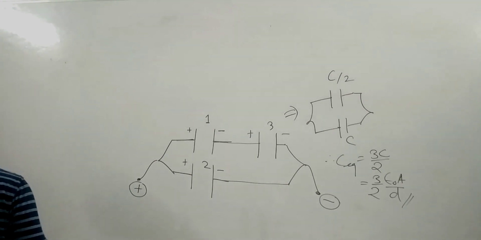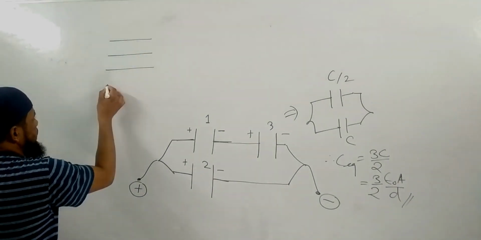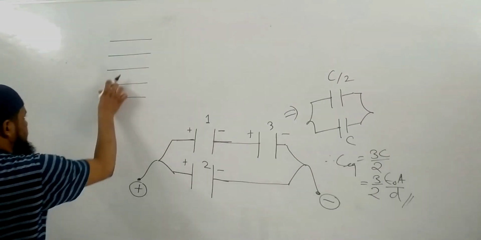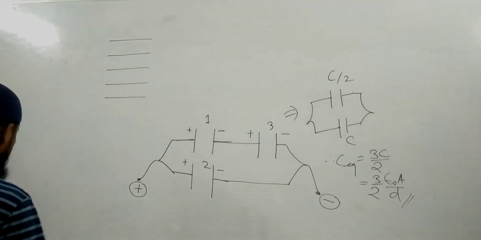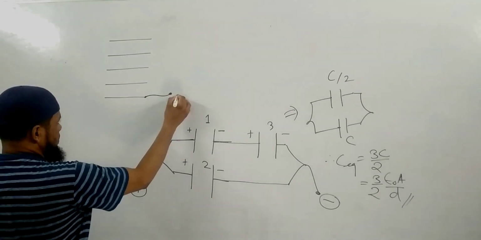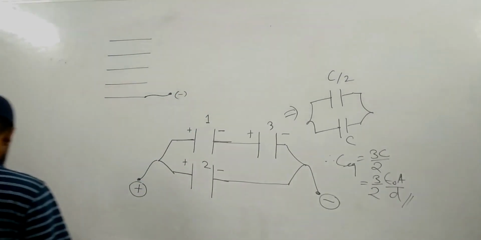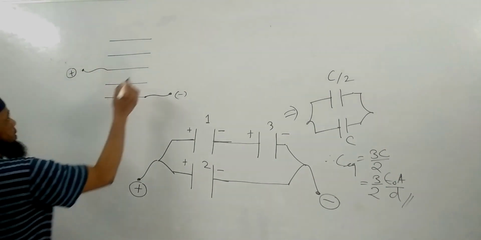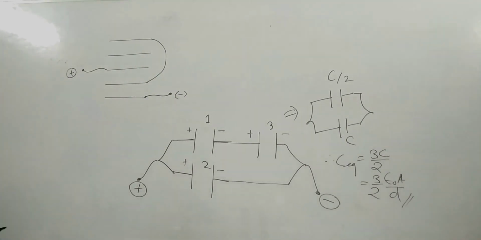With 5 plates. 1, 2, 3, 4, 5. 5 identical plates. I want to make the problem simple. Here, let me say this is connected to a different terminal, whatever you call. Let me call negative terminal. And plate 3, suppose this is connected to the positive terminal. Then your 1 and 4 are joined. What will be the capacitance of this system? How to do it? Can you give it a try?